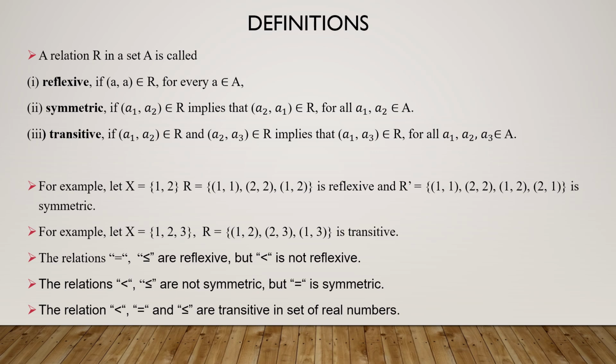Now some general examples. The equal to relation and the less than or equal to relation are reflexive because for any number, if I take 2, I can say that 2 is less than or equal to 2. So each element will be related to itself. So the relations of equal to and less than or equal to are reflexive. But just less than is not reflexive, because 2 is less than 3, but 3 is not less than 2.